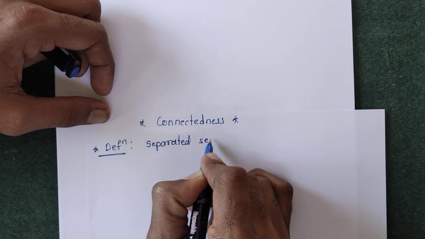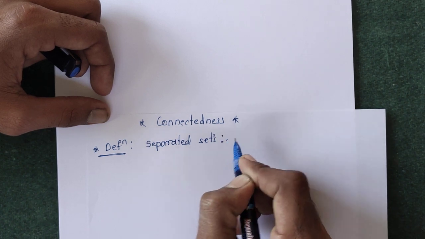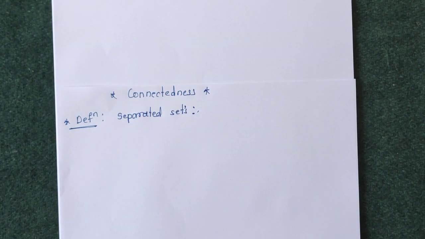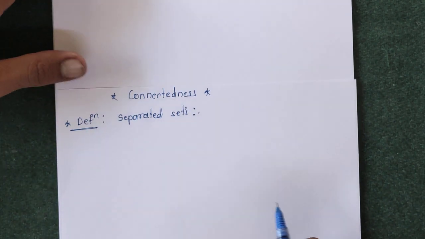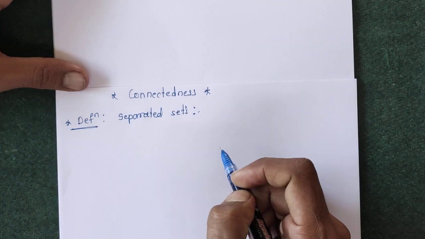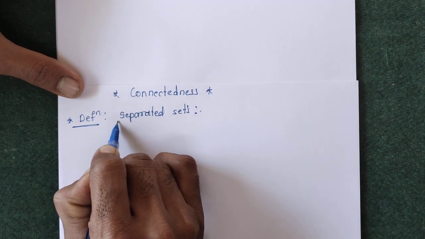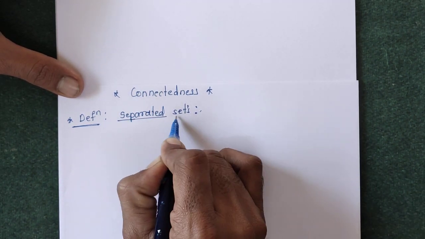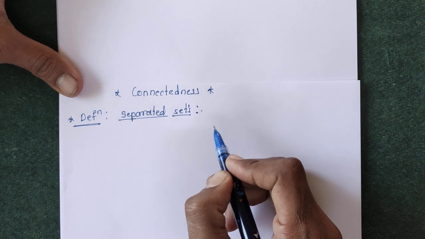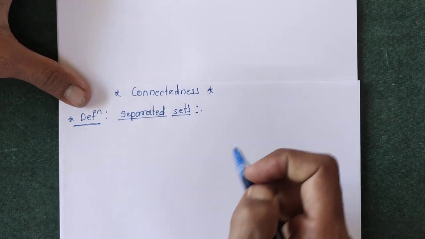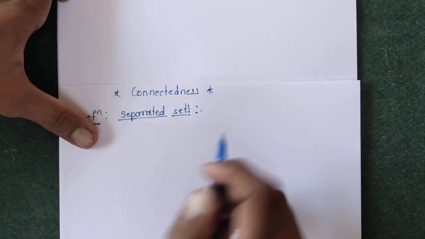Separated sets. Generally we say that separated sets are disjoint sets, but there is a little bit of difference between separated sets and disjoint sets. Two sets A and B are said to be disjoint if their intersection is empty, but two sets A and B are said to be separated if A intersection B closure is empty and A closure intersection B is also empty.